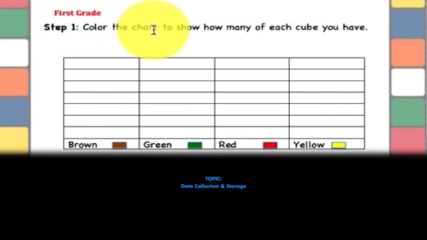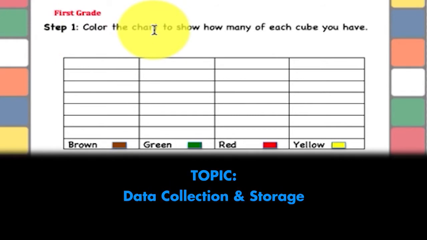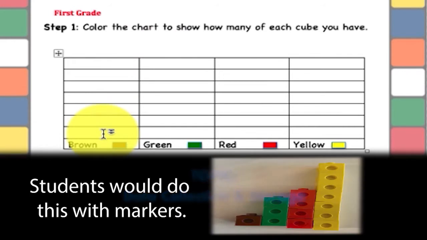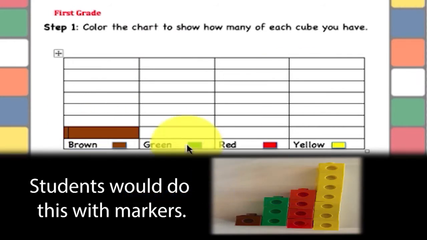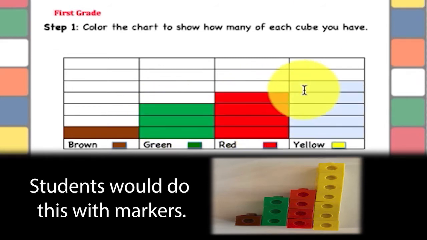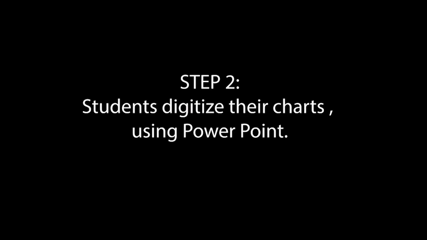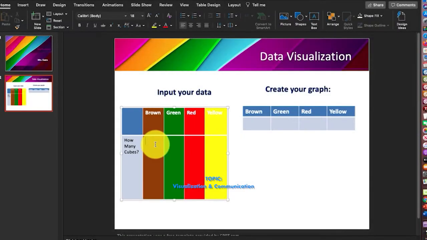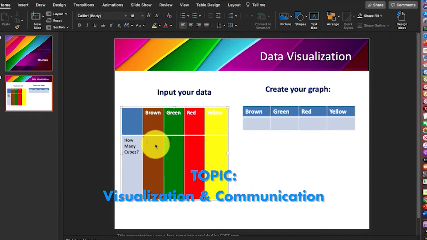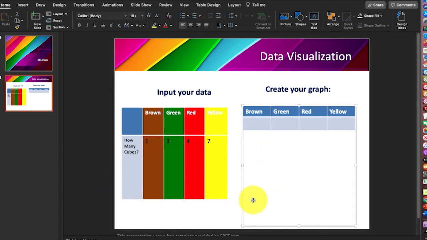For first graders, they're going to color their chart to show how many of each cube they have. So I had 1 brown cube, there were 3 green, 4 red, and 7 yellow. They have to put in how many of each color they have. 1 brown, 3 green, 4 red, 7 yellow. And then they're going to complete their chart.